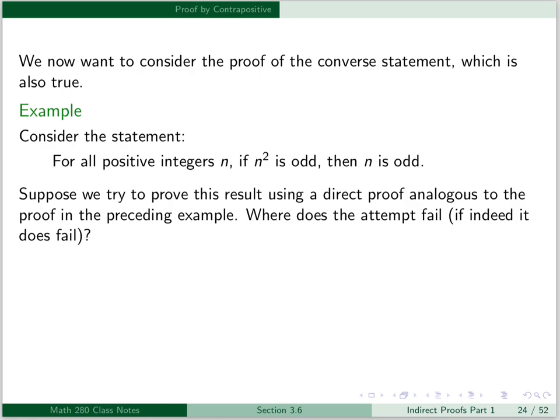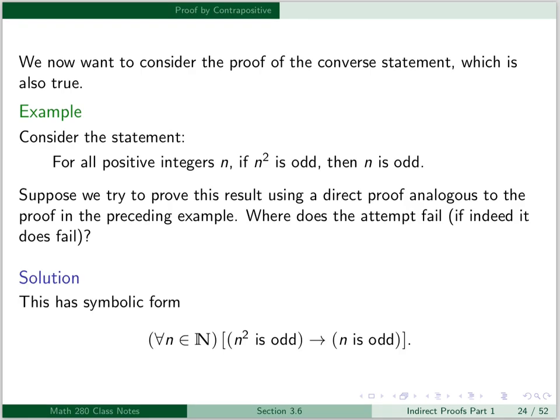We now want to consider the proof of the converse statement, which is also true. So first we're going to restrict our domain to just the positive integers, and as you'll see, we need to assume this to simplify part of our proof. So we're going to consider the statement for all positive integers n, if n squared is odd, then n is odd. So let's suppose we try to prove this result using a direct proof, analogous to the proof in our preceding example. We want to determine where the attempt fails, if indeed it does fail.